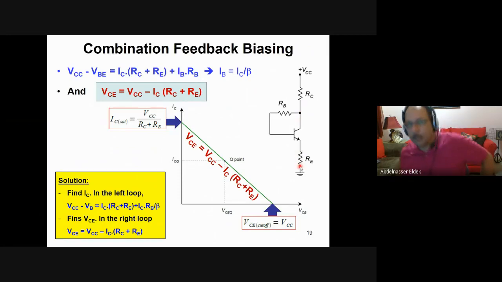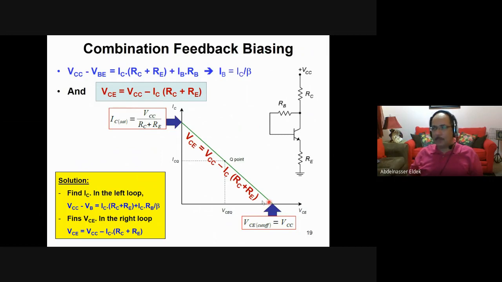So now if you want to write the equation for this circuit, again, it is the same steps. What is the voltage VCE? What's the voltage between these two points? Simply, it is VCC minus the voltage across RC minus the voltage across RE. The voltage across RC is IC times RC, and the voltage across RE is approximately IC times RE. Then VCE equals VCC minus the current IC times RC plus RE. Then this is the equation that we use to draw the load line.